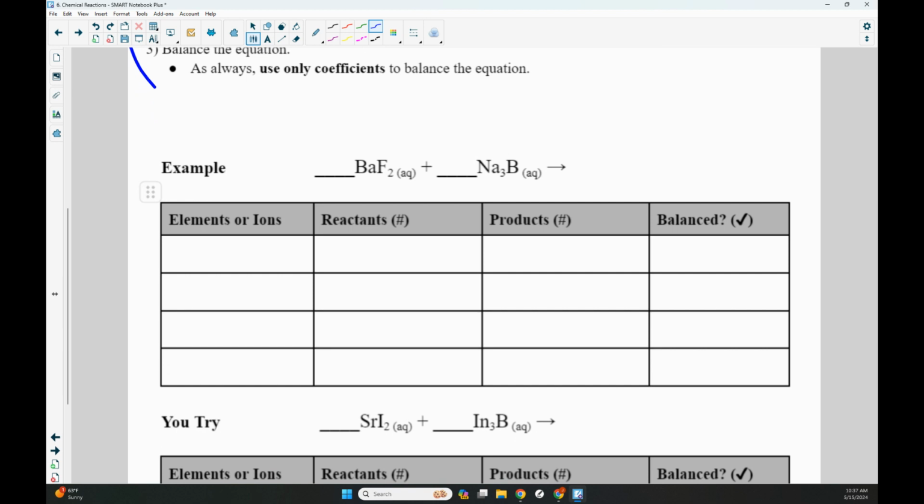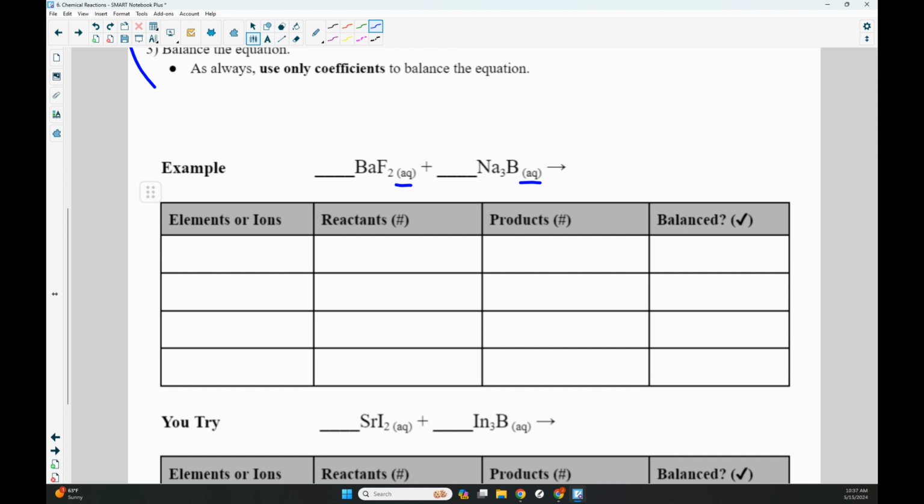We have barium fluoride reacting with sodium boride here, and we're going to predict the products. We're going to ignore the state of matter right now. We're going to get into that in the next part of this lesson, and that's going to be really important eventually. But today we're just focusing on the mechanics of the switch.